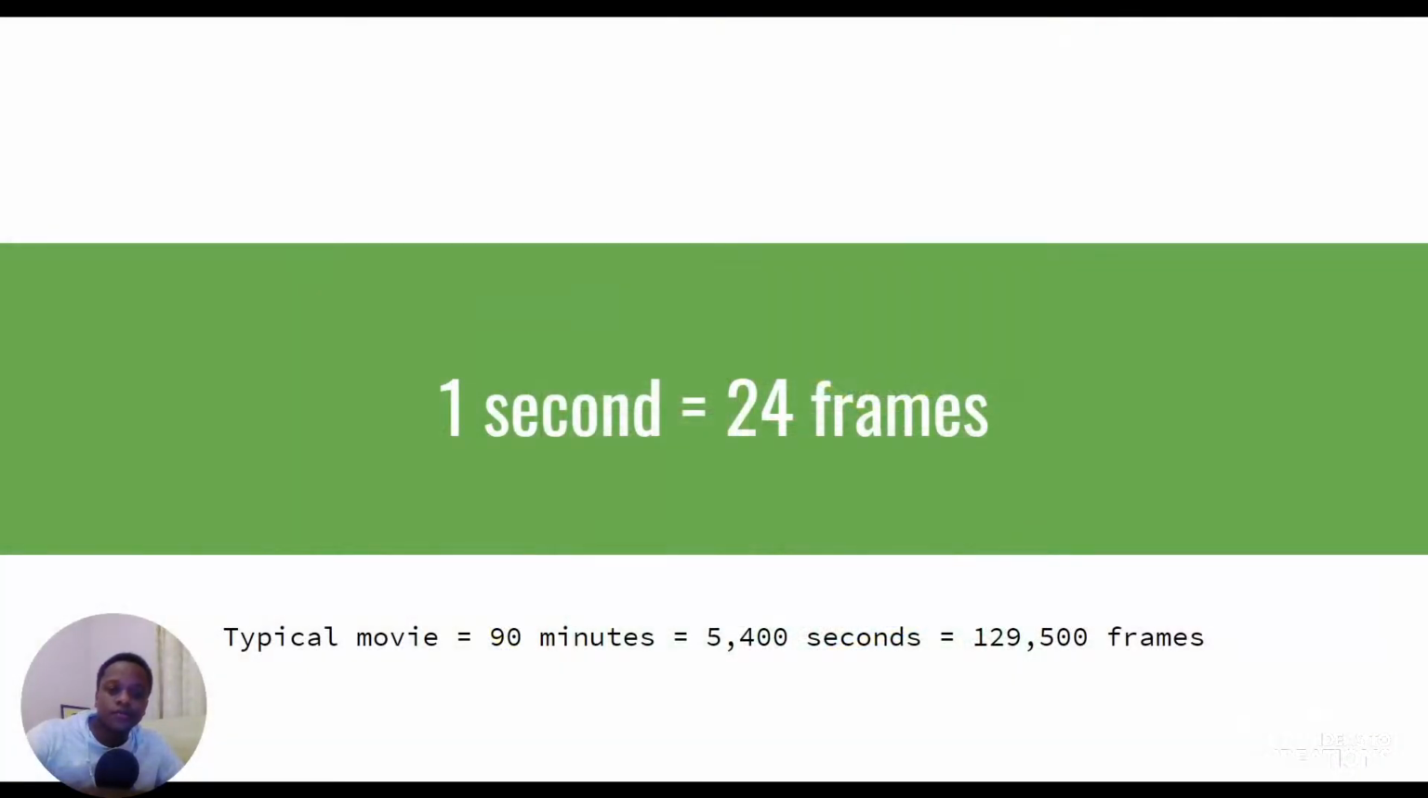All right, so yeah, a typical movie is 90 minutes, which is 5,400 seconds, which is 129,600 frames. Woo! That's a lot of frames, guys. And all those frames have to be drawn or shot or created. They also have to be thought about and figured out and planned. And that's where all these characters that we know and love had to go through. Can you find your favorite character here?